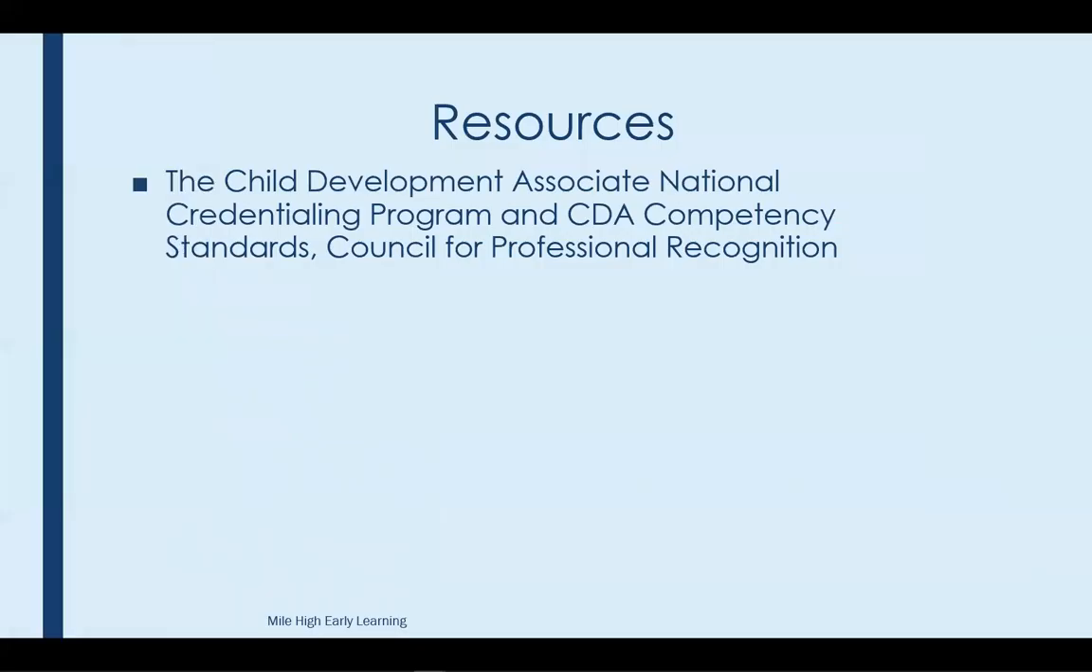Again, you are going to be reading over the text this week as well, but just a highlight that this information comes from the Child Development Associate National Credentialing Program and CDA Competency Standards book written by the Council for Professional Recognition.